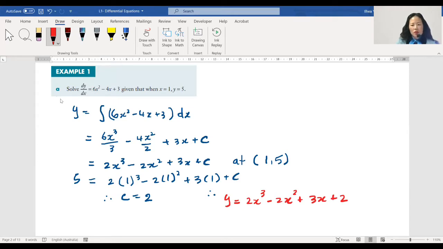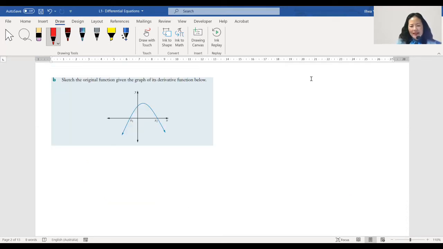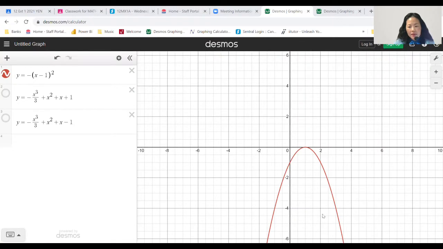So when you see the word solve, you just need to do integration and find the original equation. That's all. Okay, so we're going to the next one. Before you do anything, just have a guess. This is like a parabola, isn't it? If this is a dy dx, it's a parabola, what will be y? It's one more power, isn't it? So we'll get cubic, right?